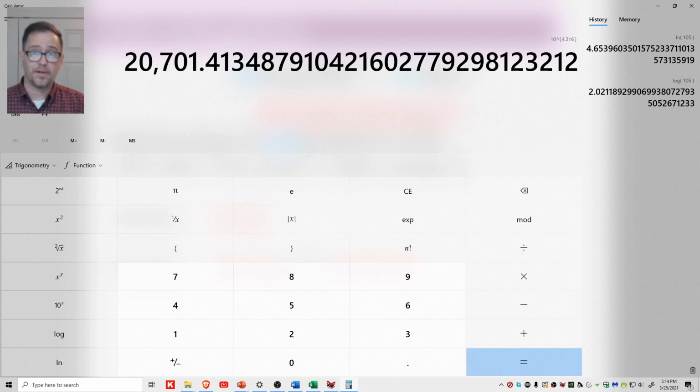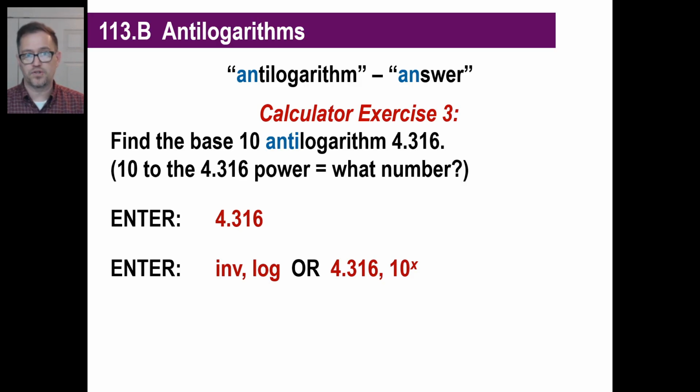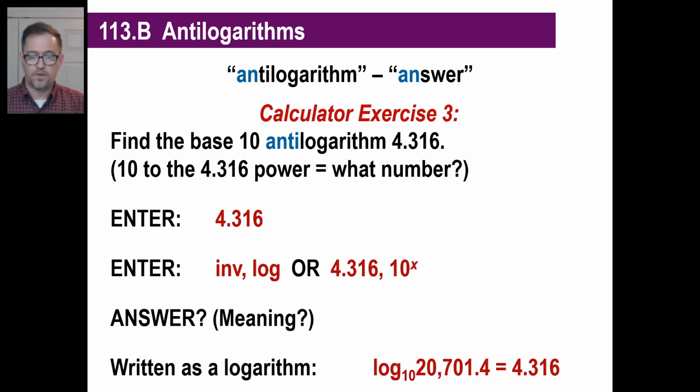Okay, that's a reasonable answer, right? It's more than 10 to the fourth power, which is 10,000. 10 to the 4.316 power has got to be more than that, but not quite 100,000, and closer to 10,000 than 100,000. So boom, there we go. It just proves that our answer is reasonable. All right, we already talked about what the meaning is. If you write it as a log, this will tell you 10 to the 4.316 power is equal to 20,701.4 approximately.